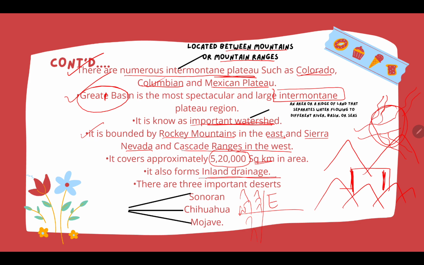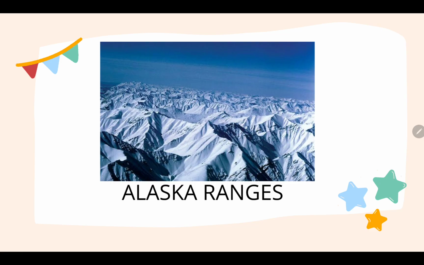So there are three important deserts in North America in this Western Cordillera, that is Sonoran, Chihuahuan and Mojave. This is one of the important features or characteristics of Western Cordilleras. So this is Alaska ranges. I have already discussed Alaska ranges. This is how Alaska ranges looks like in a real one. So this one is Alaska ranges.